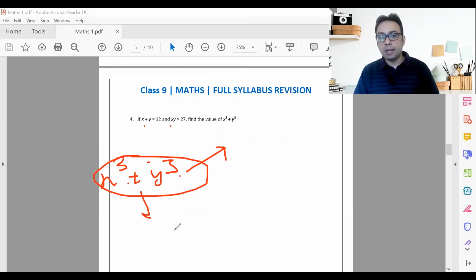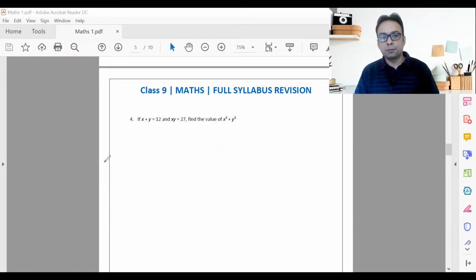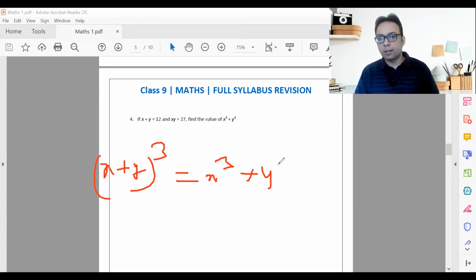We can also think of applying x plus y ka whole cube also. Because in that identity also we will get x cube plus y cube. So let's look at an easier method first. X plus y ka whole cube. What is this? A plus b ka whole cube? X cube plus y cube plus 3xy into x plus y. This is what the identity says very clearly, right? A plus b ka whole cube becomes a cube plus b cube plus 3ab times a plus b.